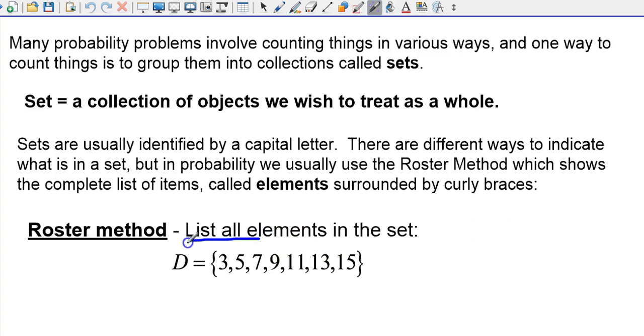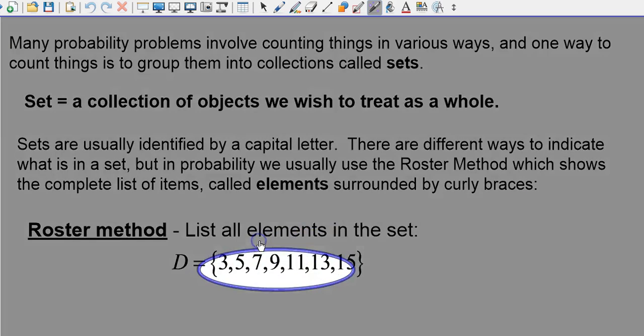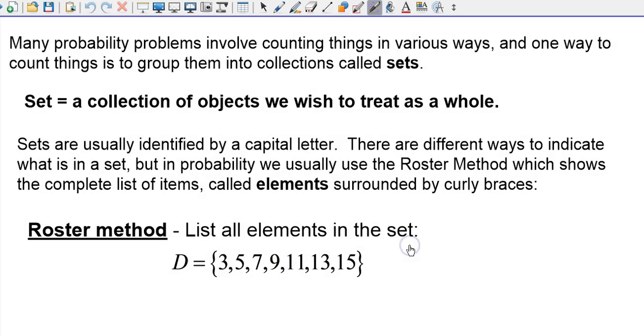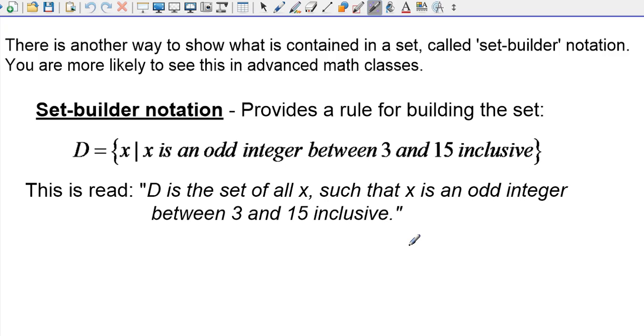So something like this, right? This is a set that's being listed in roster notation. The set D consists of the numbers 3, 5, 7, 9, 11, 13, and 15. So that's called the roster method of listing sets. There is another way to show what's contained in a set. It's called set builder notation, and you're more likely to see this in more advanced math classes.